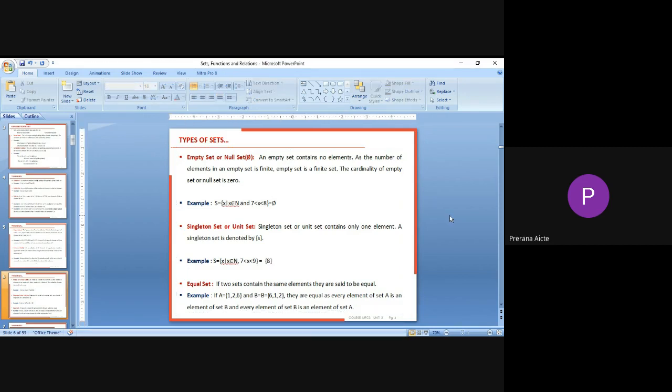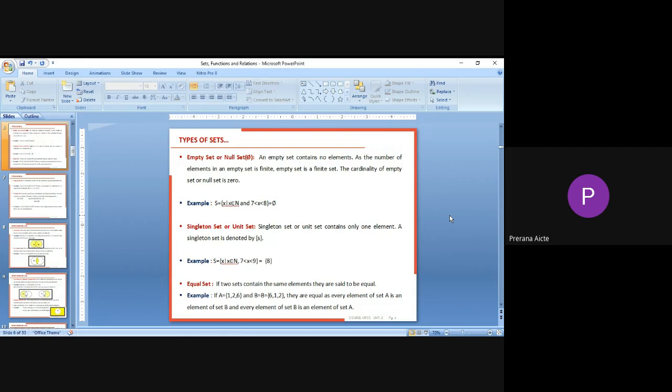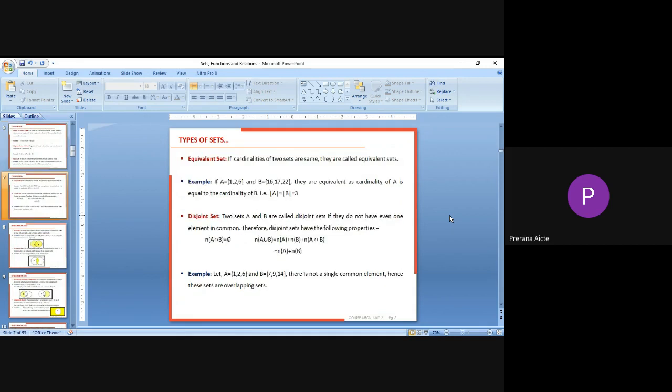So next one, equivalent sets. Equivalent means if the cardinality of the two sets is the same, then they are called equivalent sets. Previously, we discussed equal sets. This is equivalent sets. Here, no need to consider the elements they have. With respect to the number of elements, if both the sets are equal, then they are equivalent sets. That is, A equal to 1 to 6, B equal to 16, 17, 22. The cardinality of both the sets is equal, so A and B are said to be equivalent sets.